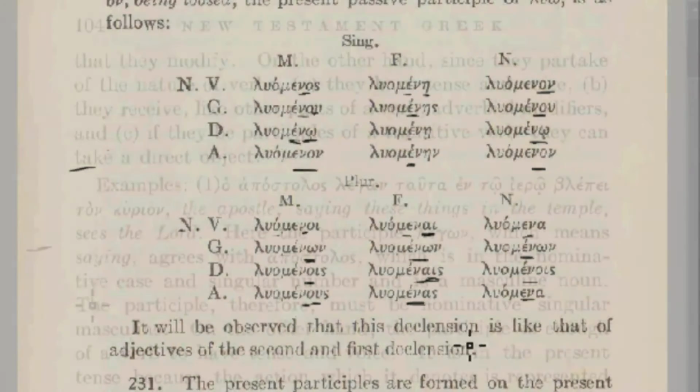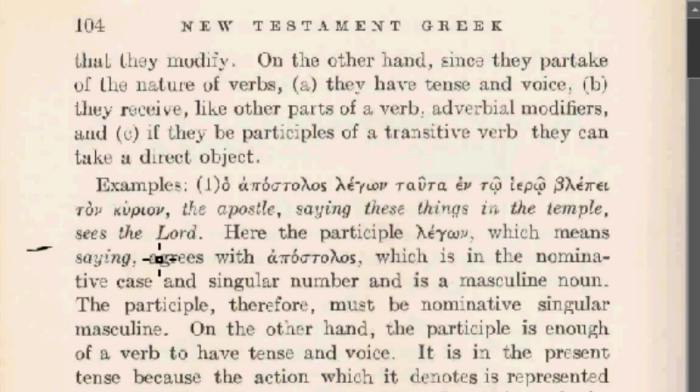All right, now I'm looking at page 104 in the standard Machen text, and here he gives us the first example. And it's these examples that you do want to spend some time considering. It will certainly give you some insight into the way that participles are handled in Greek, and so I'm going to spend a little time on each one of these.